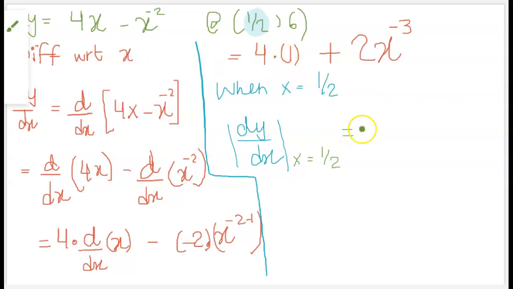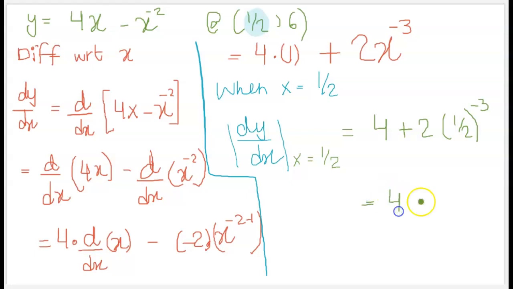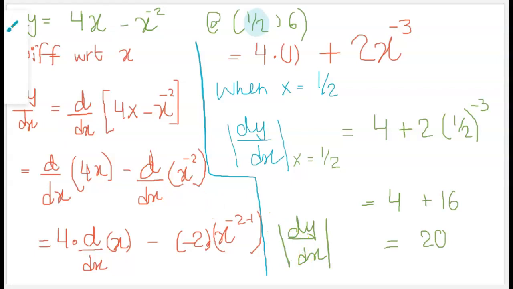Oh, that should be 4. Yeah, so I got 4 because 4 times 1 is 4. 4 plus 2, and that's going to be half. Half to the power minus 3. When you put that in your calculator, you will get an answer 4 plus 16, which will give you an answer 20. Yep. And this is your answer. This is the gradient at that point.